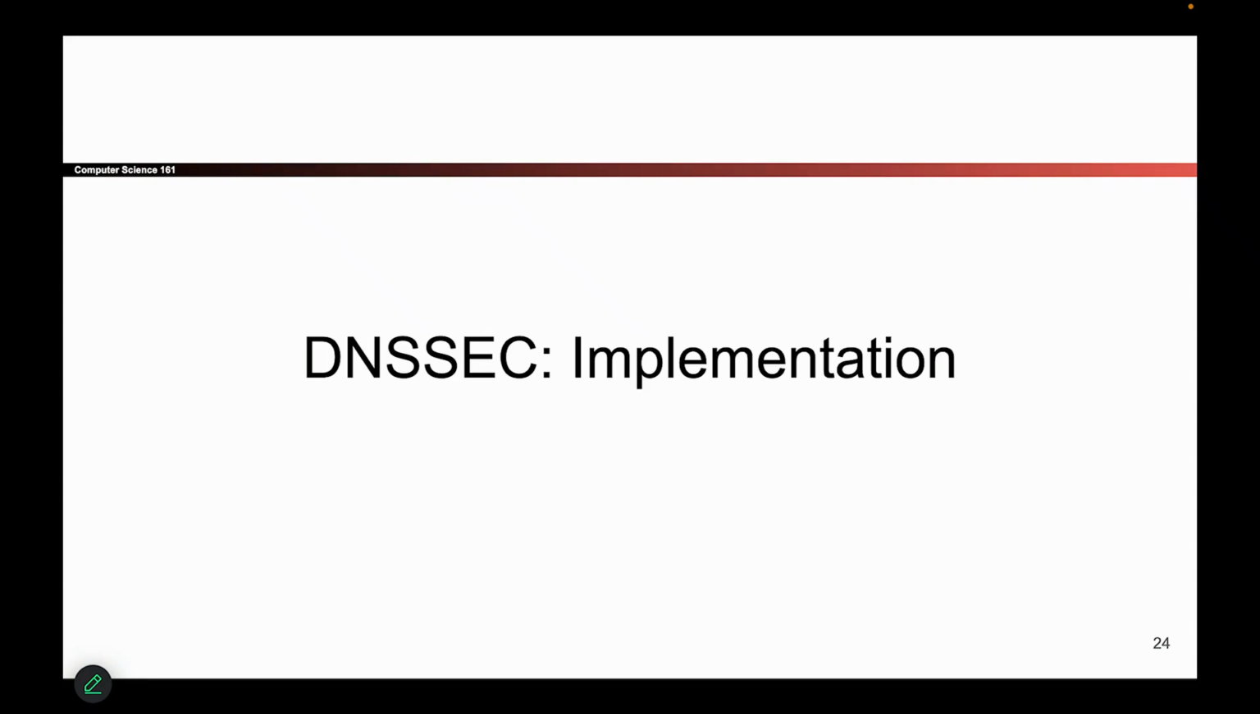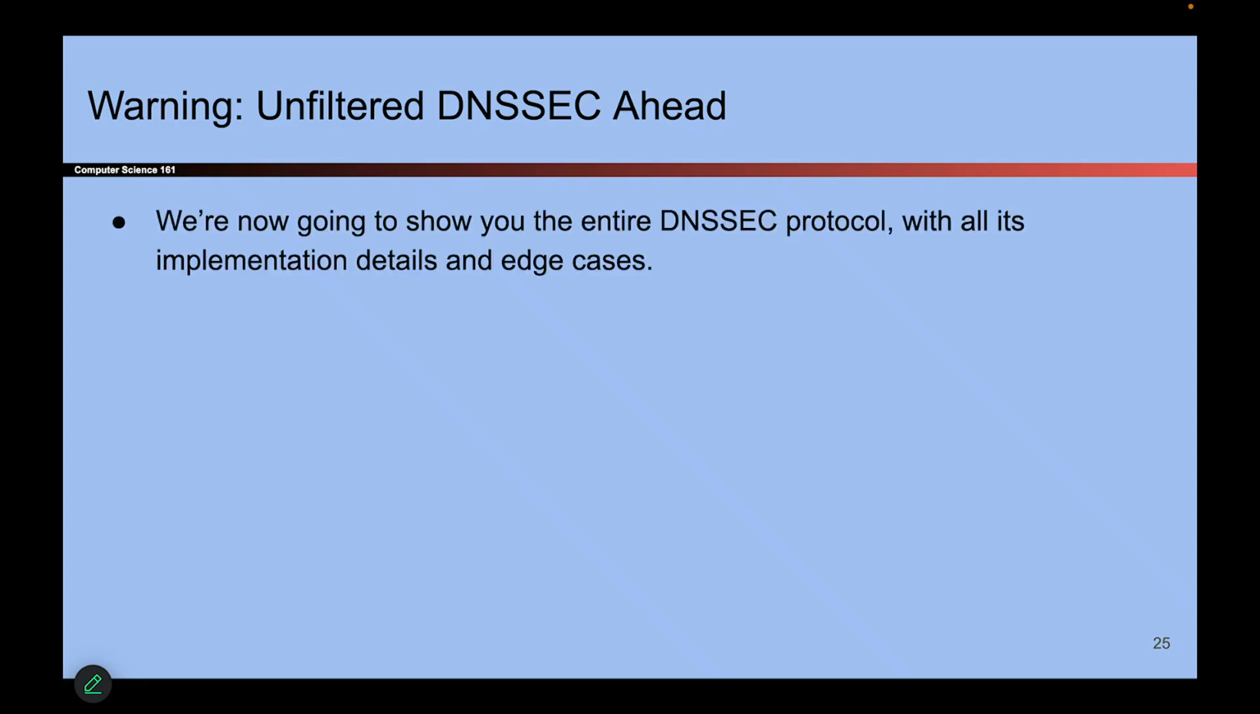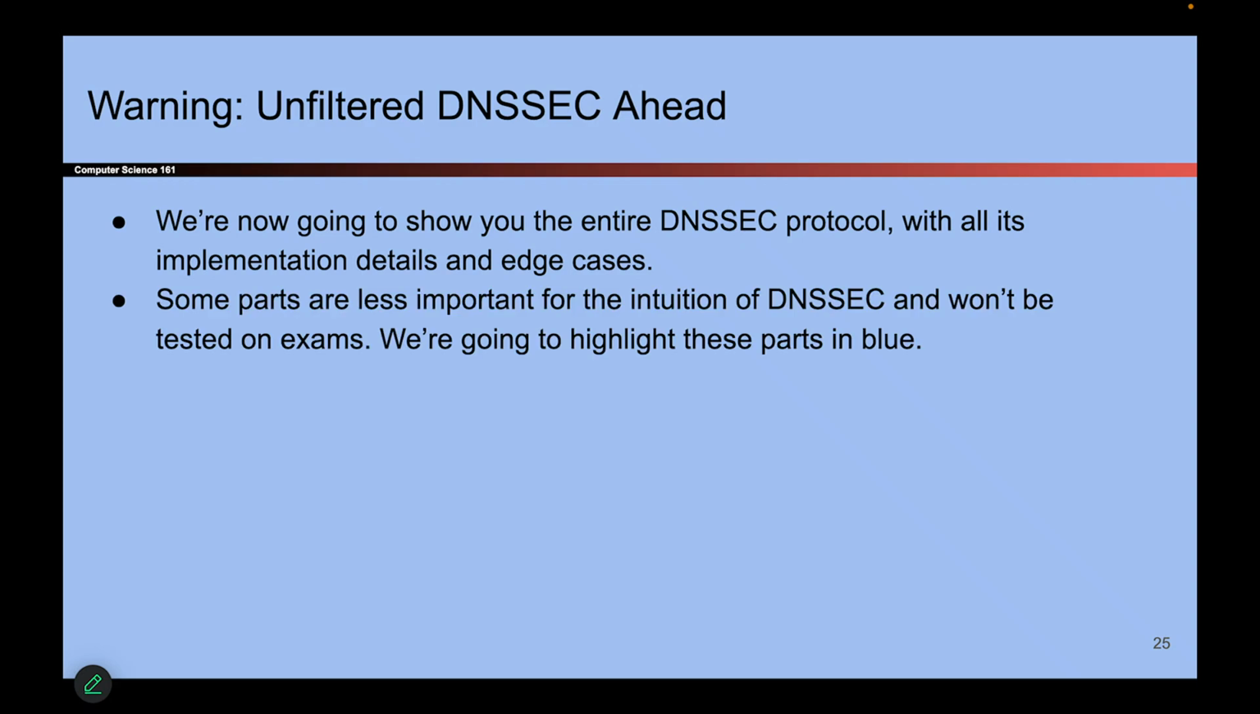OK. So with the English language walkthrough out of the way, now we can start thinking a little bit about how it's implemented. So fair warning, you're going to see some implementation details that are a little bit gory and detailed. So we're going to try and show you as much of DNSSEC as we can. We'll show you all the little edge cases and implementation details. You don't have to know most of them. This is not a test of how well you know the exact way that DNSSEC works.